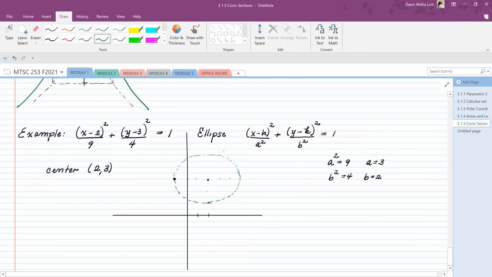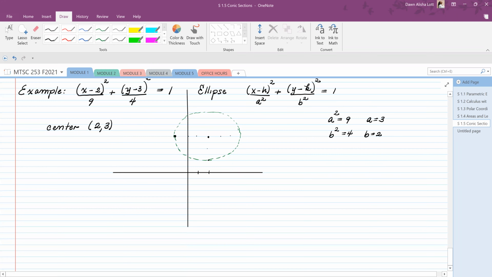All right, so if I didn't know how to draw it, I went to my center, which is 2, 3. And I know that this distance is A. So I had to go over 3 units, and this is minus A. And then up here is B, and down here was negative B. So that allowed me to get to those key places.